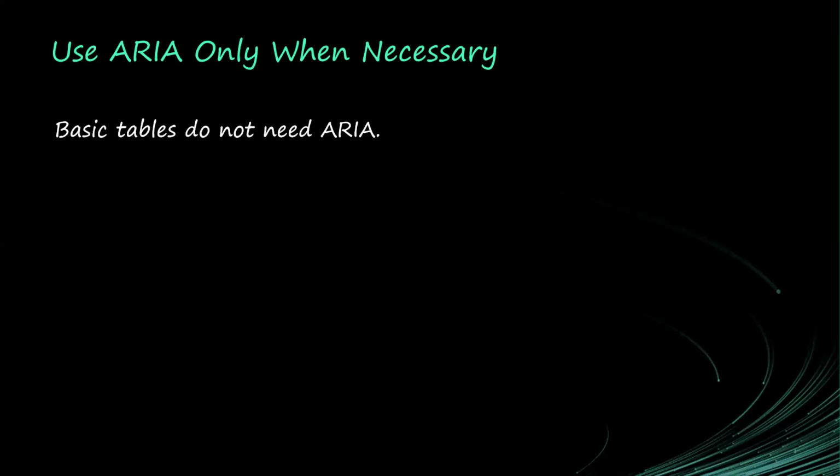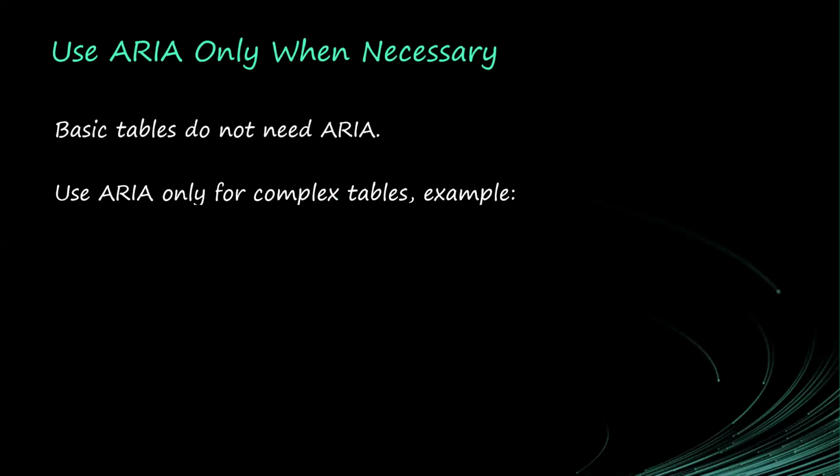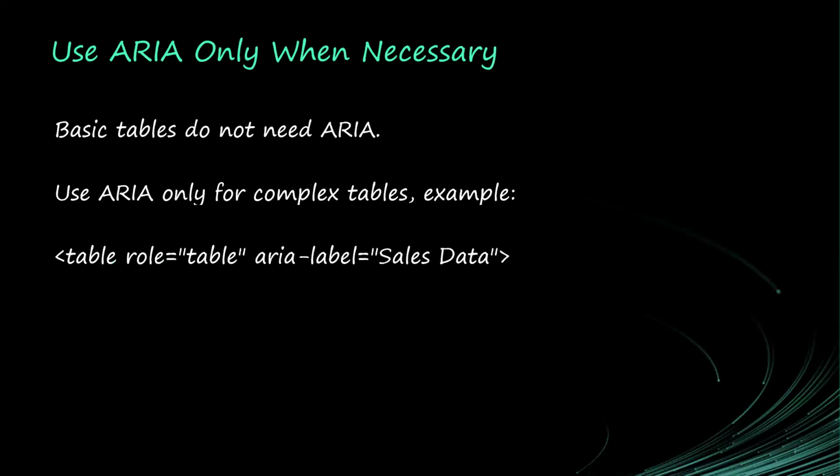Basic tables do not need ARIA. Only use ARIA when you have a complex table. So we are not talking about accessibility in detail yet, but you can have a table and give it a role of table and an aria-label. When we talk about the role attribute or the aria-label attribute, it actually helps for accessibility. But don't use it on basic layouts and basic tables. They are not needed. You only use it for complex tables. That is when you use aria, role, and stuff like that.